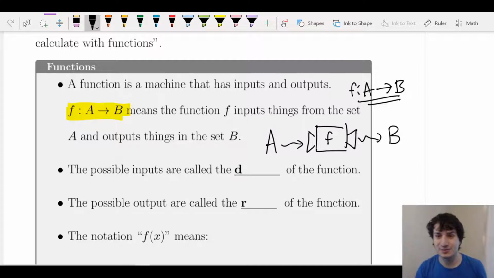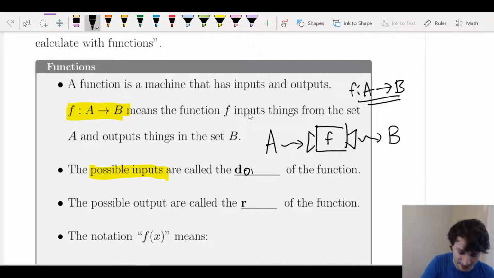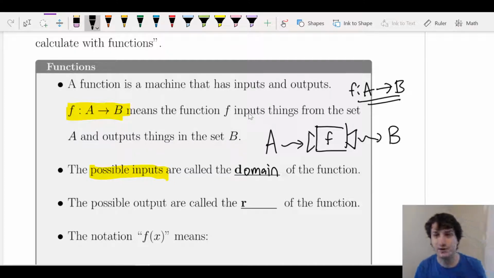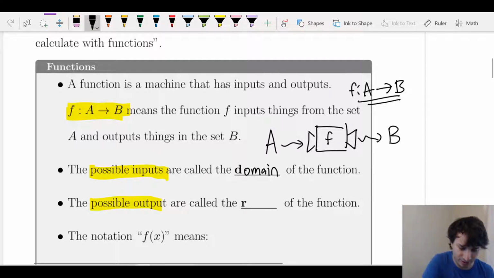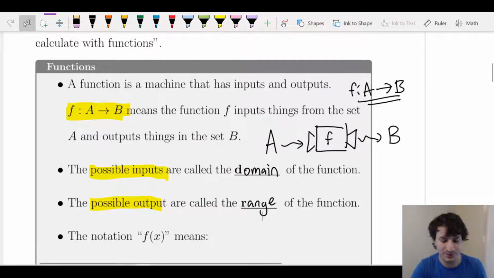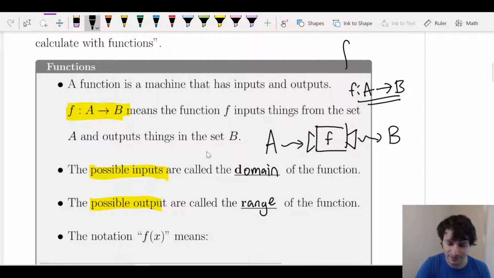So A is some kind of set of possible inputs, B is some kind of set of possible outputs. So these two things have a name. The possible inputs are called the domain of the function, and the possible outputs are called the range. So domain and range, you probably have heard of these before. So that's what a function F means. We're talking about some function F. We use F for function because we're lazy, and also F is pretty quick to write.